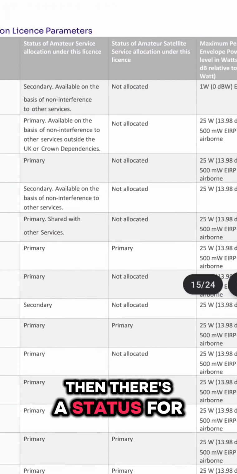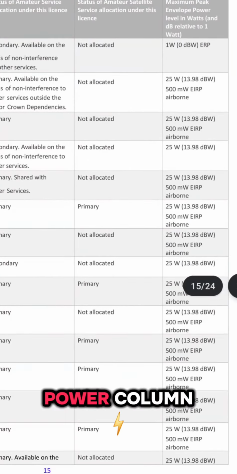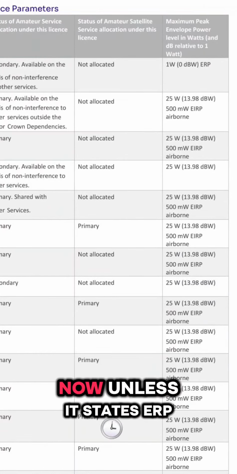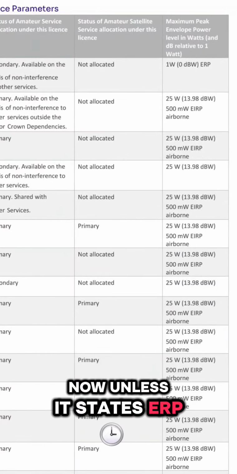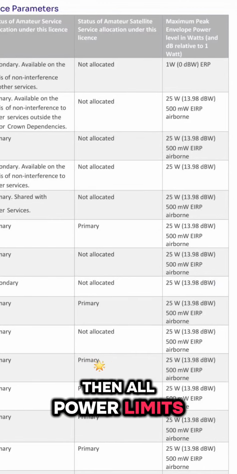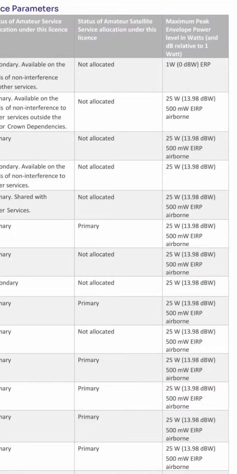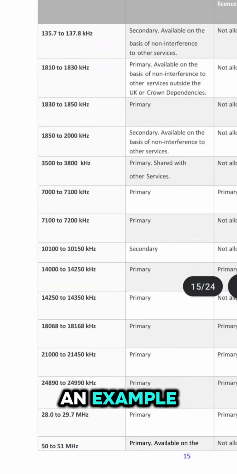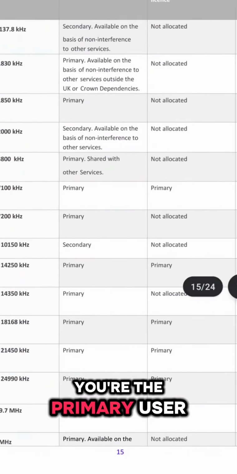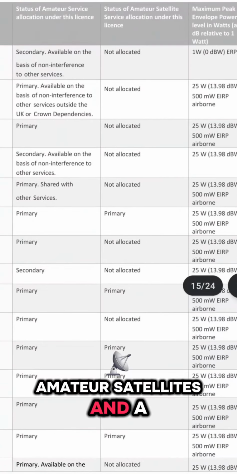Then there's a status for amateur satellites, and then we have the power column, which is maximum peak envelope power. Now, unless it states ERP, which is effective radiated power, then all power limits are taken from the antenna feed point. So let's go through for an example. There's 7000 kHz or the 40 meter band. You're the primary user for amateur satellites and primary user.